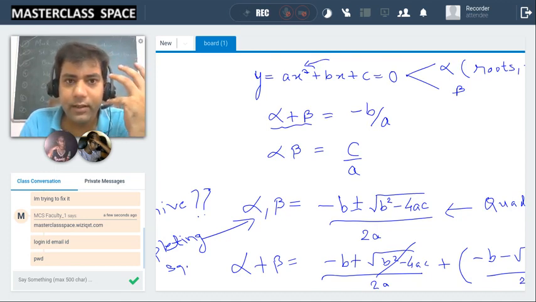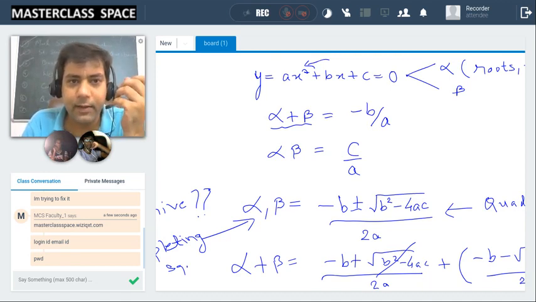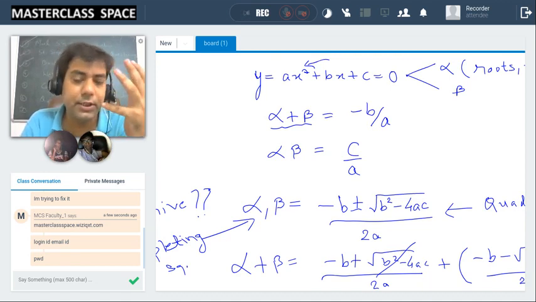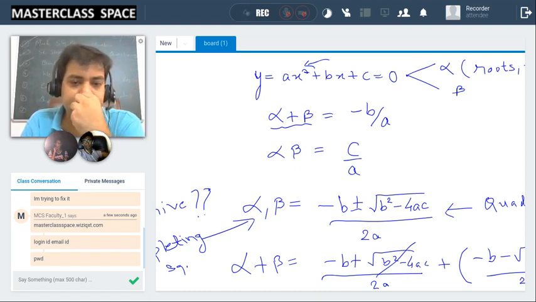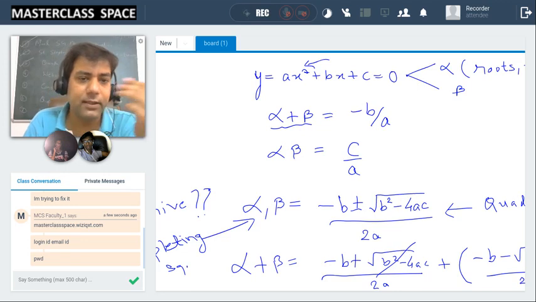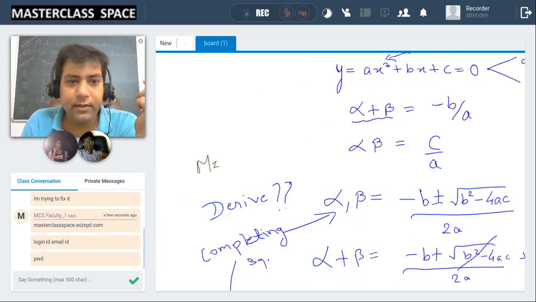This is one of the very beautiful ways of explaining things. I really appreciate Ayushi. She came up with a quadratic equation, and the way she tried is also commendable. But before that, I wanted her to derive the quadratic formula, because I wanted everything from the basics.